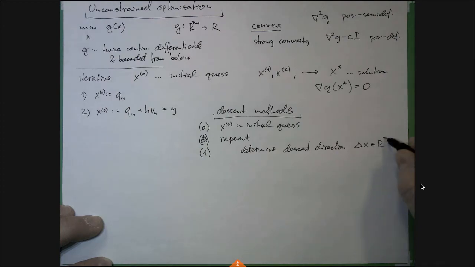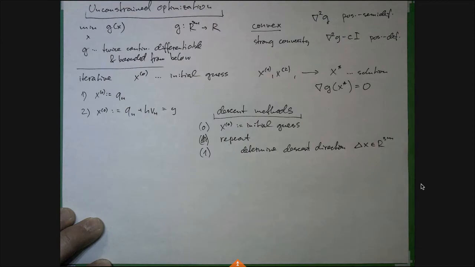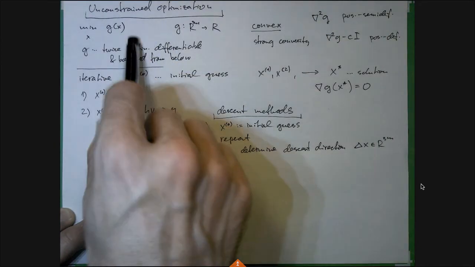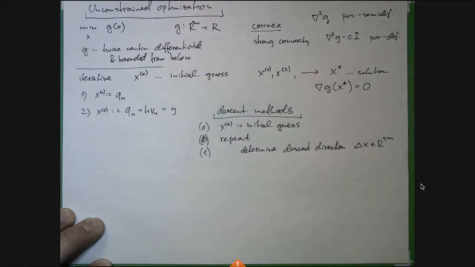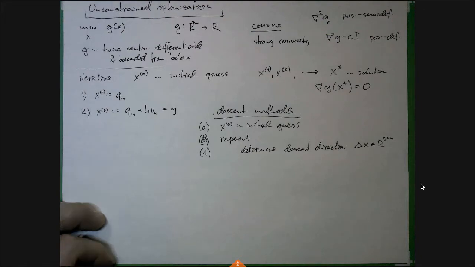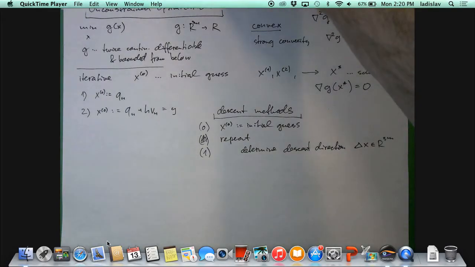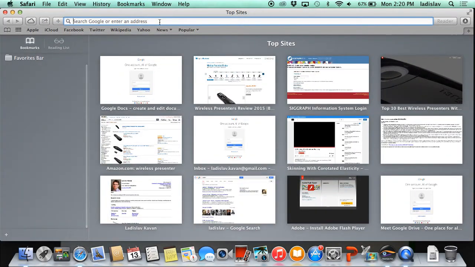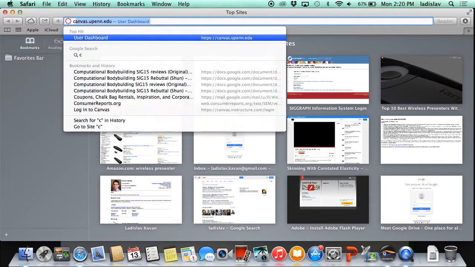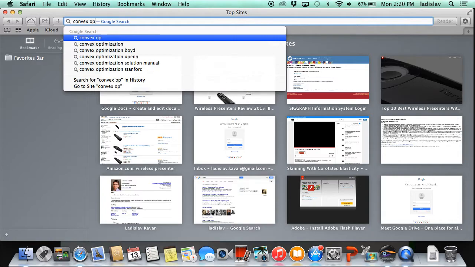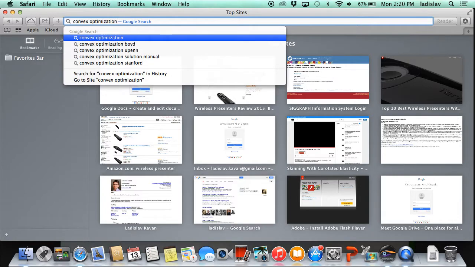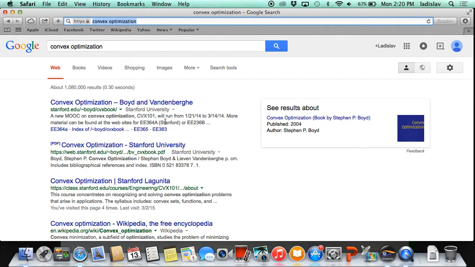Did I tell you about Steve Boyd? I guess I didn't. I think I forgot. If you want to find more information on convex optimization, there is a great book and online courses from Steve Boyd, a professor at Stanford, which is absolutely excellent. That's where I learned most of my optimization. And the book is freely available online too, and the courses too. Convex optimization. I just have to show you because it's a really good resource.